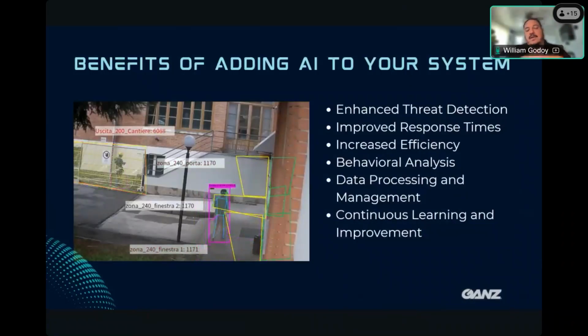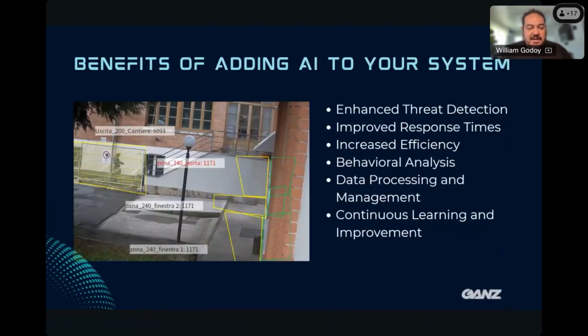Following our conversations about artificial intelligence and how we can use that technology to our advantage, today we're going to be talking about another product that GANs offers, which is going to be leading to what we call our AI box. So we're going to start off with talking about the benefits of adding AI to your system. Some of the main topics we're going to talk about is enhancing threat detection.